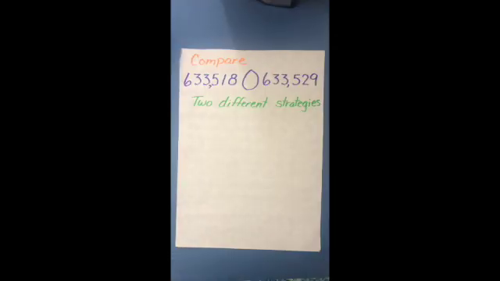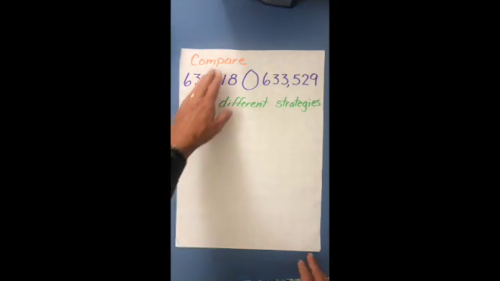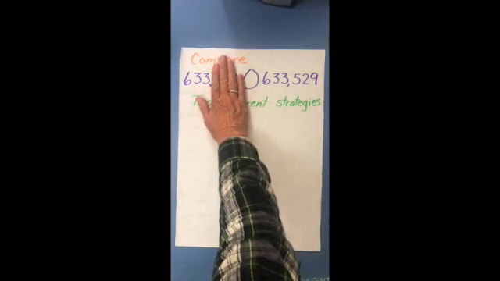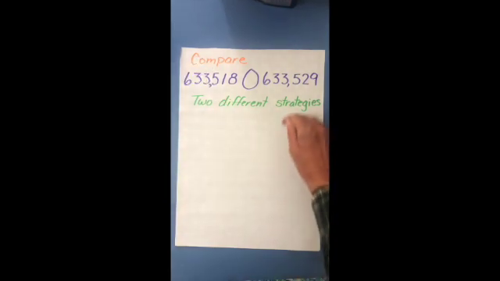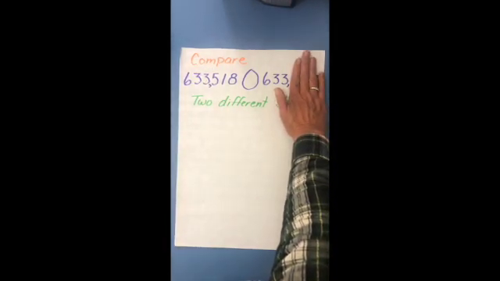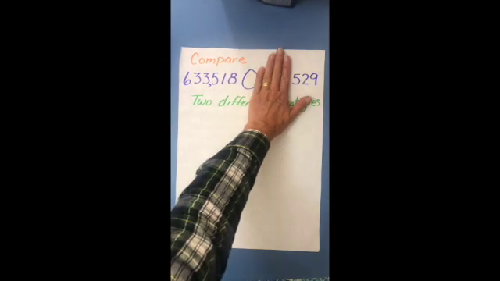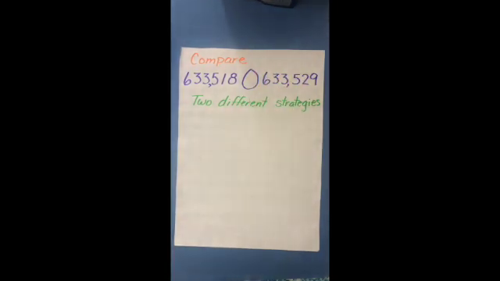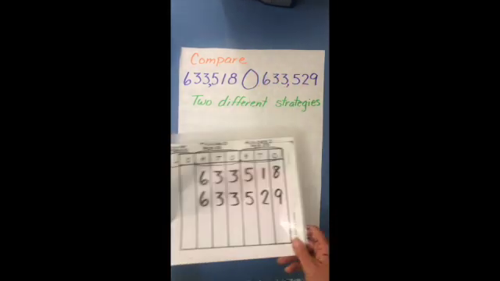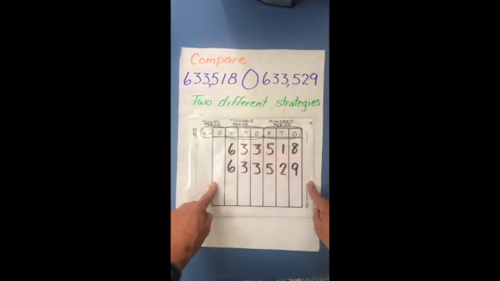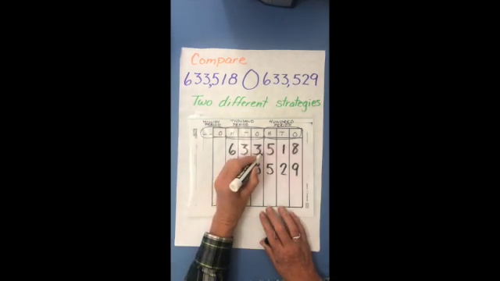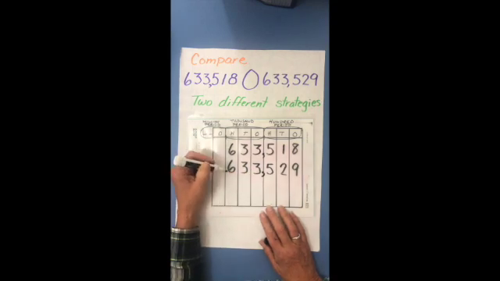All right, let's do a problem. So this says compare 633,518 to 633,529. The first strategy is to use your place value chart. So I just wrote both numbers on the place value chart. The second thing you want to do is to notice that both the numbers ended in the hundred thousands place.